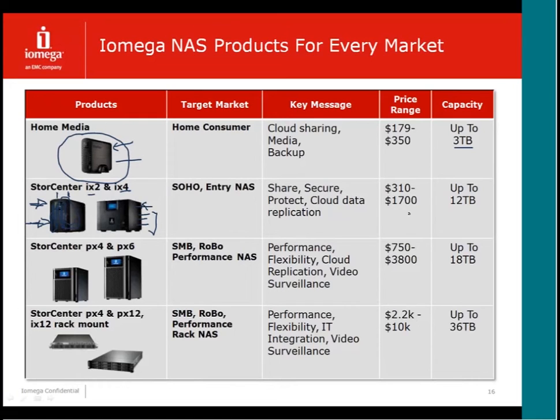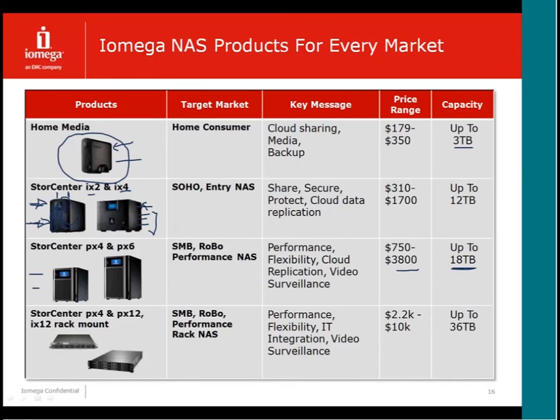Moving upscale a little bit more. Now these products, these are 4 and 6 bay NAS products, focused on performance and scalability. These two start empty. You can bring your own drives, and in fact, you can even populate these with solid state drives if you wanted to get real high performance out of these devices. So anywhere from empty, no storage, bring your own drives, up to 18 terabytes of raw storage space, starting at $750, going up to $3,800.